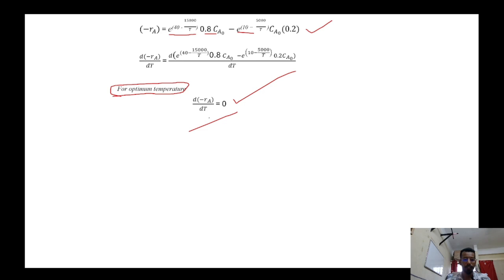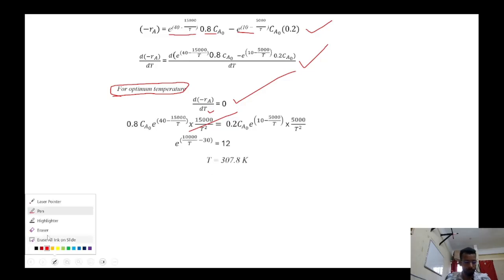Differentiation of rate with respect to temperature, not time, with respect to temperature, should be 0 for optimum temperature, just like maxima and minima. Okay, so we did that. After that, just solve, we will get this equation. It's all mathematics.